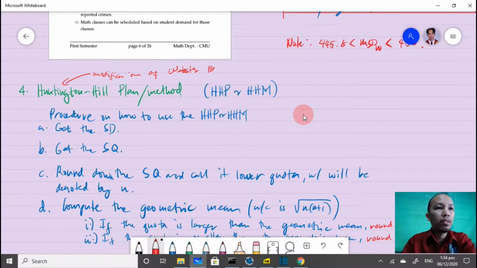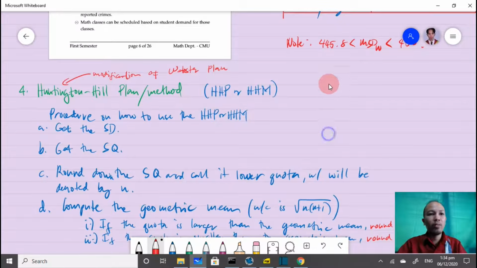I hope that you note that idea. The Huntington-Hill plan is a modification of the Webster plan. And again, the Webster plan is a modification of the Jefferson plan. And the Jefferson plan is a modification of the Hamilton plan. So let's have now the example.